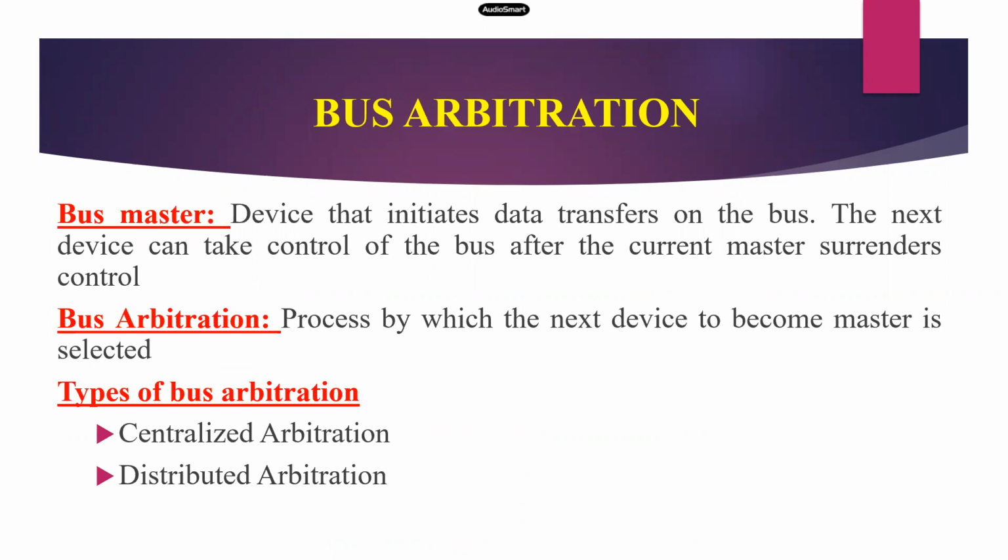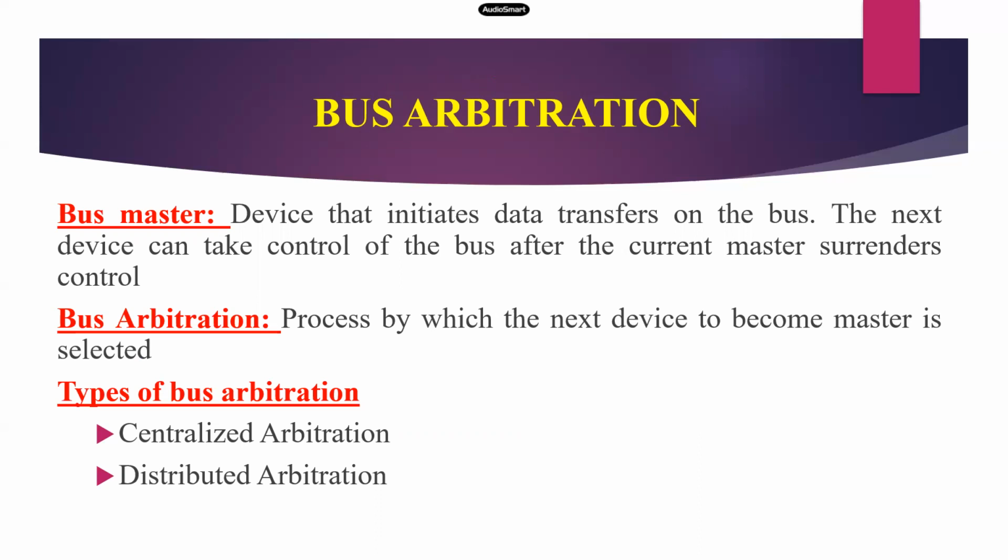The device that initiates a data transfer on the bus. The next device can take control of the bus after the current master surrenders control. So, the device which has full access control is called what? A bus master. Suppose the device completes its work, then it will hand over the signal to another device. So how do we choose which device will act as the bus master? With the help of a bus arbitration technique.